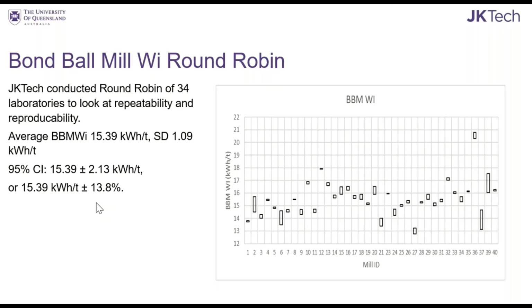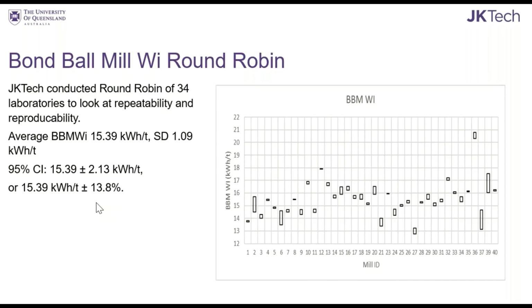So with these numbers, we just had a look. We used the standard SABC circuit in JKSimMet, which showed this difference. If you went from anywhere between a Bond work index of 15.4 to 17.5 kilowatt hours per ton, that equated to around a decrease in throughput of almost 18%.